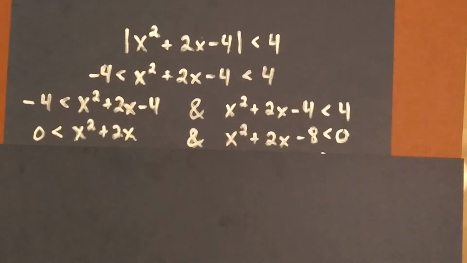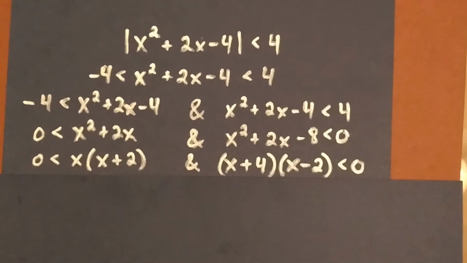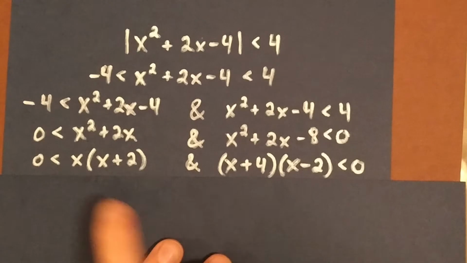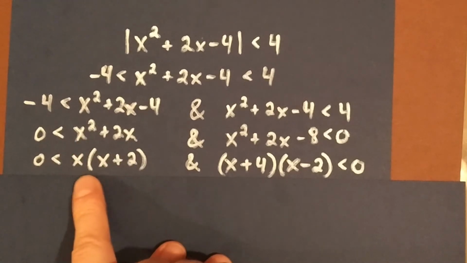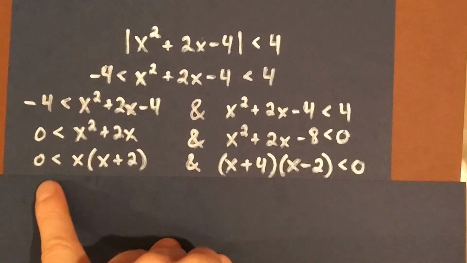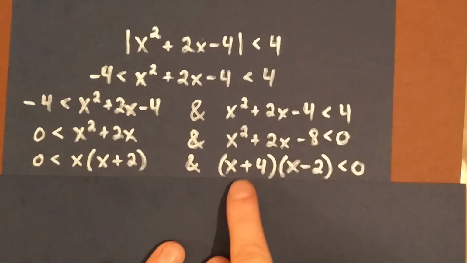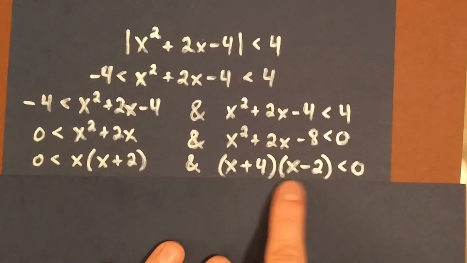So at this point, we can factor. Sometimes factoring doesn't work, of course, and you have to try something else, maybe use the quadratic formula. But here we can factor. We factor this expression, we get x times x plus 2. And over here, we factor this, we get x plus 4 times x minus 2.